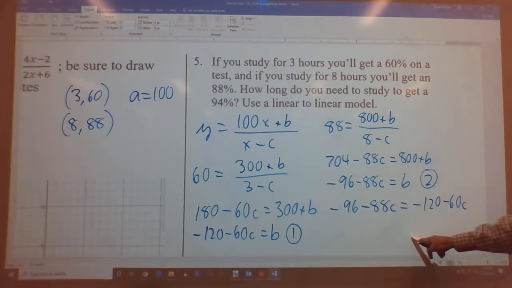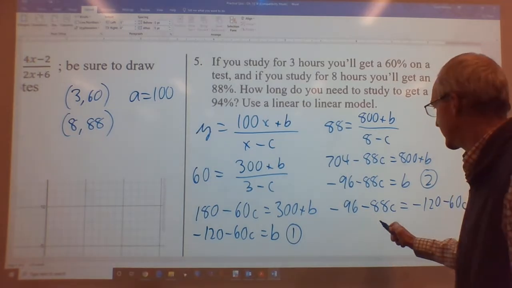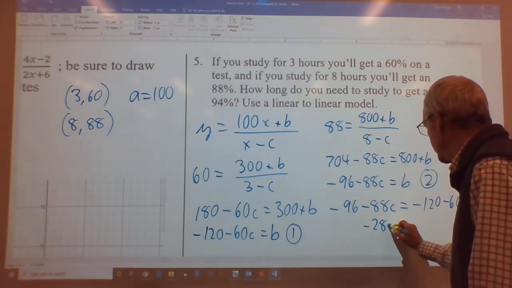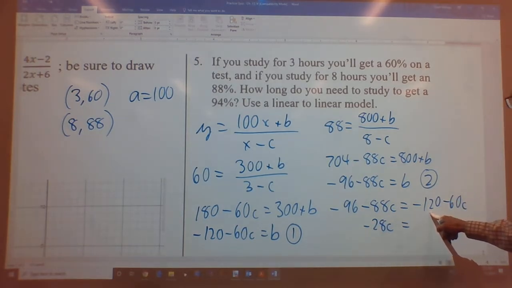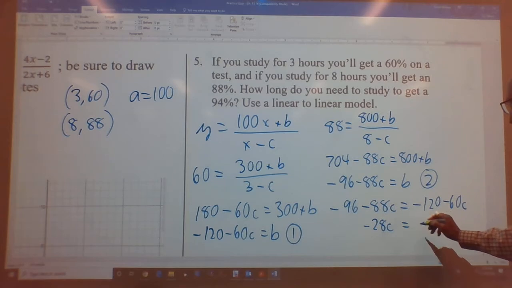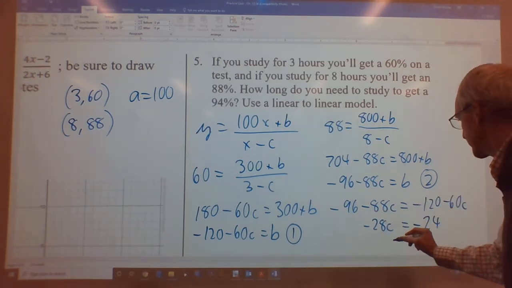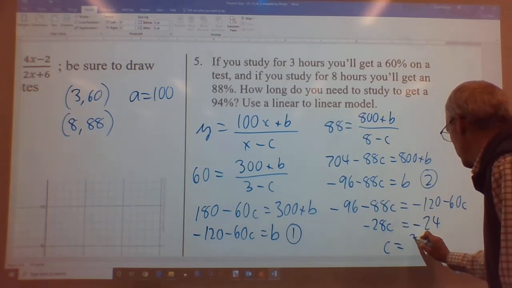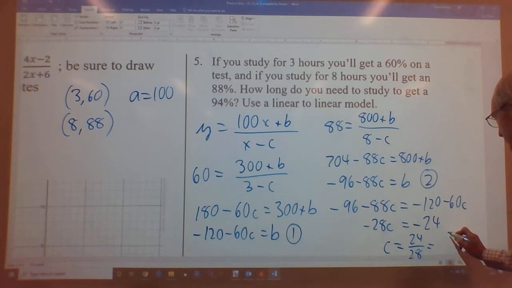Okay, let's add 60c to this side. Negative 88 plus 60 is negative 28. So negative 28c equals, add 96 to this side. The negative 120 wins, but 96 makes it only negative 24. I think that's right. Plus 96, negative 120. Yeah, I think that's right. The negatives cancel. So c is 24 over 28. We can reduce that, divided by 4. So c is 6/7.